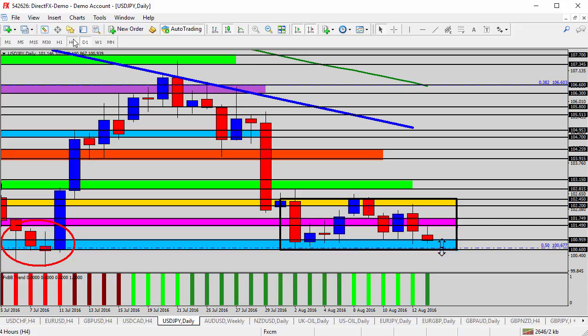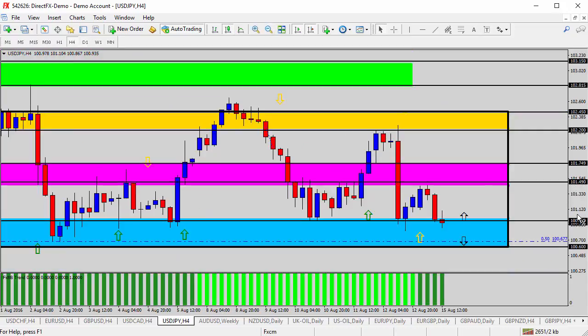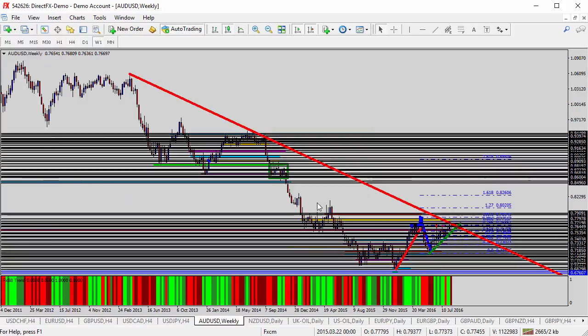4-hour time frame, again, it doesn't change anything. We just know that it's going to have to break through that blue zone if it's going to go lower. If it can't, which it hasn't done yet, we could look for those intraday bounces back higher again for the USD JPY.